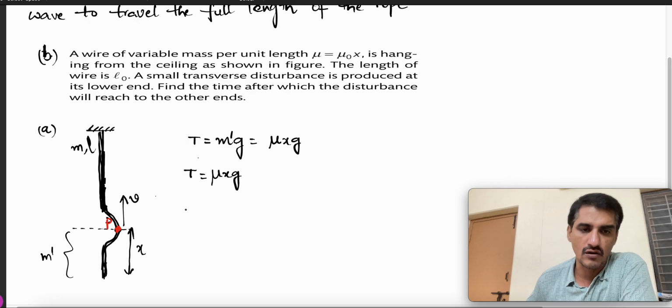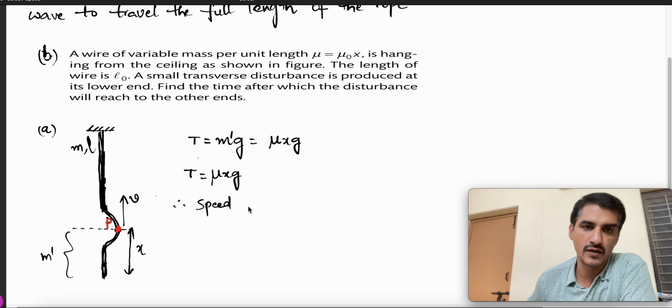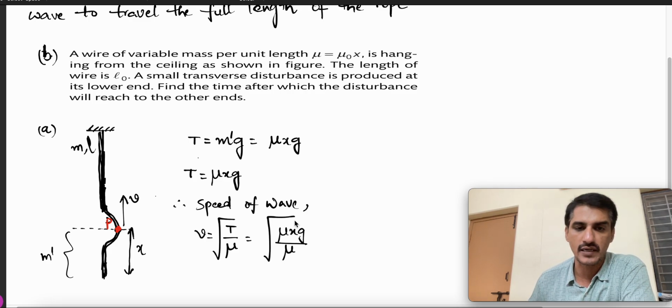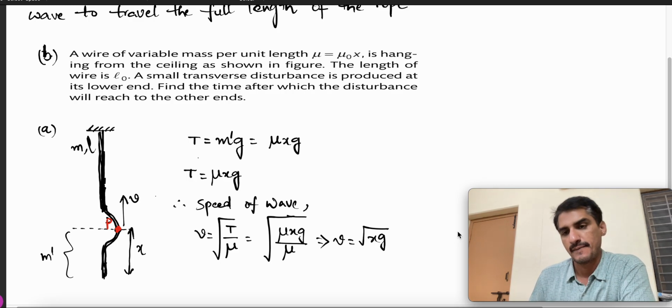Now how to find the velocity? Therefore v is the speed of the wave. Let us find the speed of the wave now. Speed of wave or pulse, whatever it may be, v is equal to root of T by mu. What is that value? Root of mu x g divided by mu, right? Therefore mu gets cancelled, hence v is equal to root of x g. Here mu is the linear mass density of the rope.